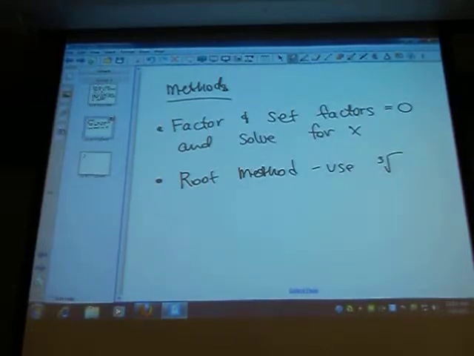Symbol with the 3 outside. Have you guys ever used that before? Or if you're trying to undo x to the 4th, you need to use the 4th root. And I'll show you how to do that on the calculator.